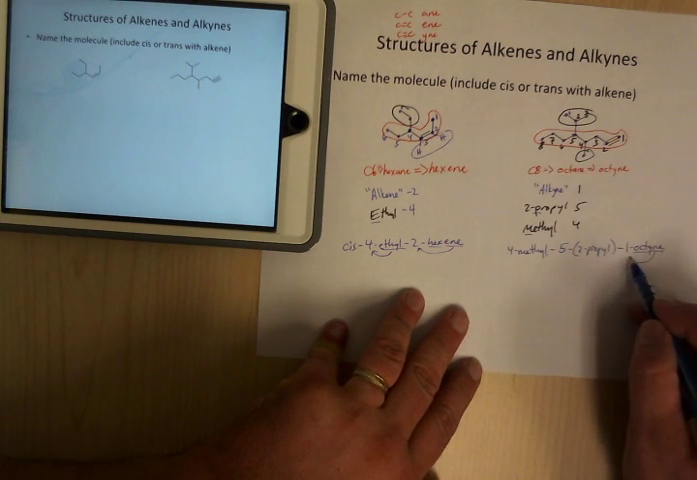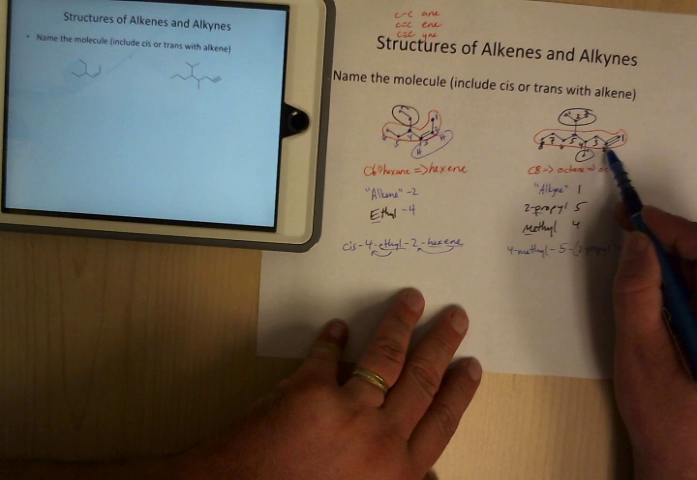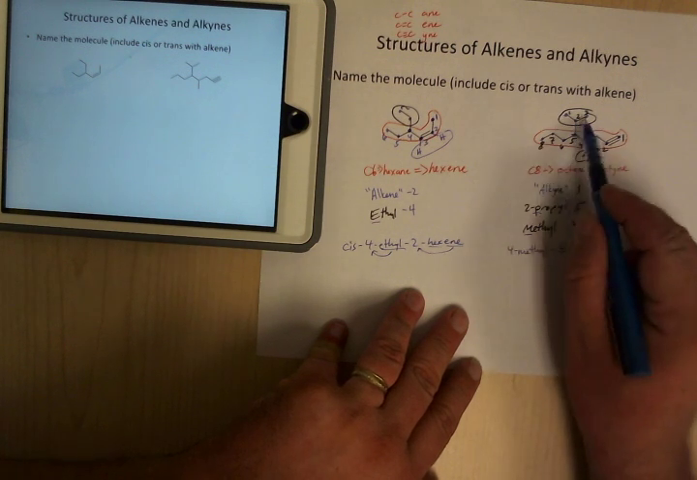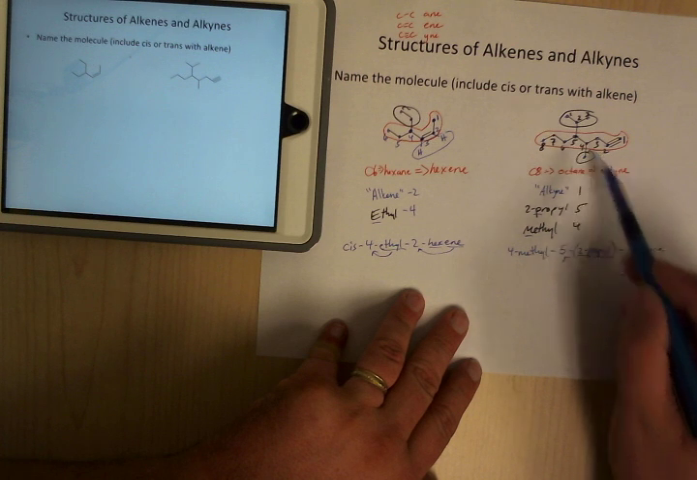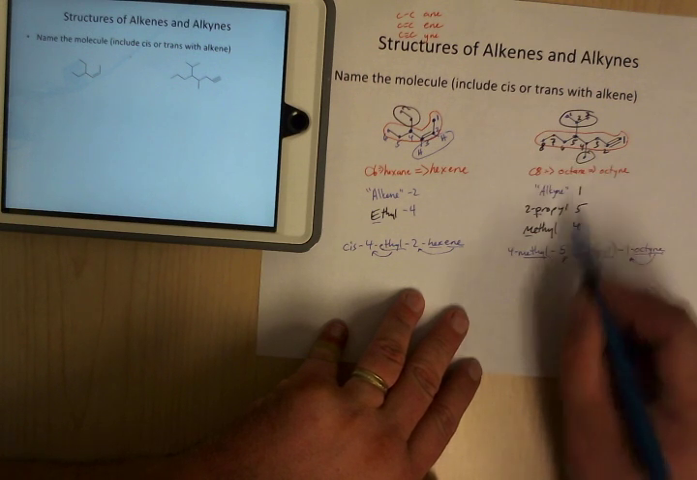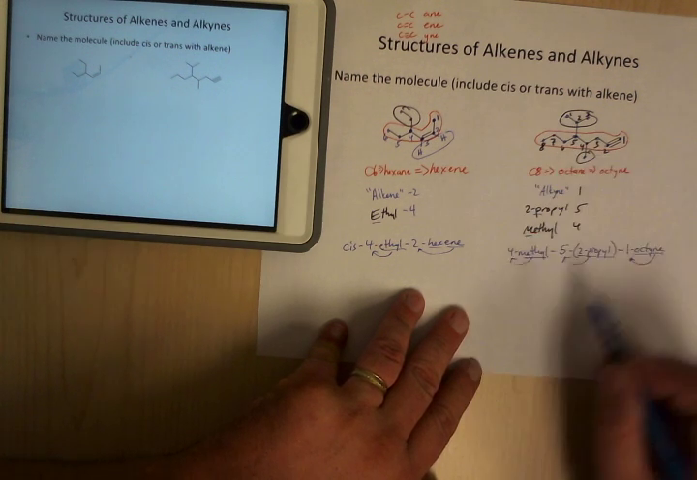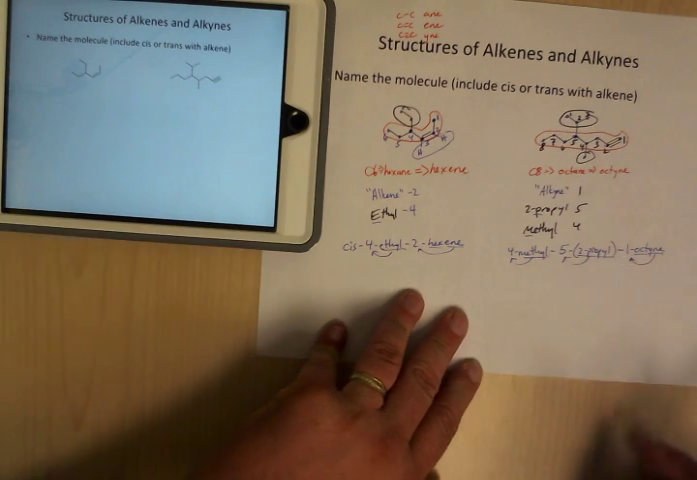Where does the triple bond start? It starts at carbon 1, goes from 1 to 2. We also have a 2-propyl group. Where is it attached? It's attached to carbon 5, excuse me. We also have a methyl group. Where is it attached? Carbon 4. There you go. Not too bad.